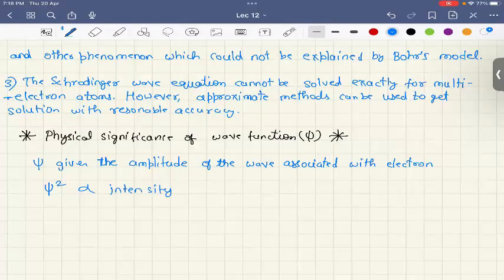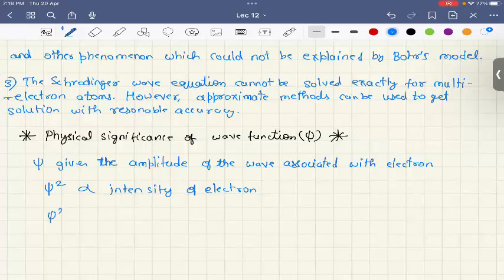Extending the same concept to the electron wave motion, the square of the amplitude may be taken as the intensity of the electron at any point. In other words, psi square determines the probability of finding the moving electron in a particular region, right? That means it gives the probability density. Thus, psi square has been called the probability density and psi the probability amplitude, right?